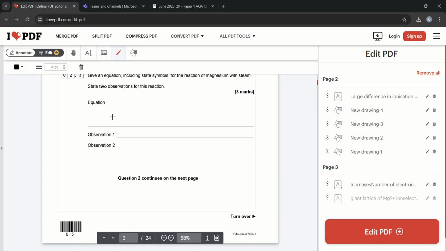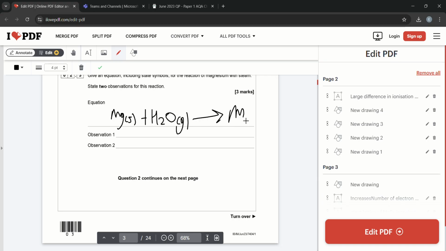Given equation for reaction of magnesium with steam. Classic equation. Mg solid plus H2O gas to form magnesium oxide, MgO solid, plus H2 gas. One of the observations, bright light. That's an easy one. Or white flame. Bright light. Second observation, white powder. White.